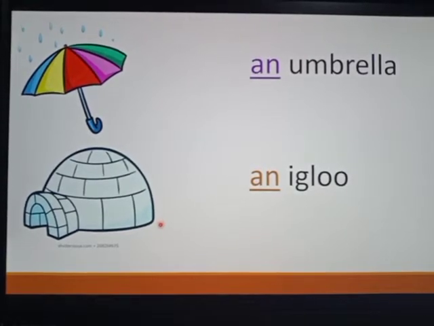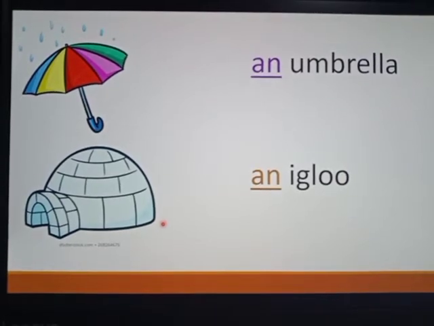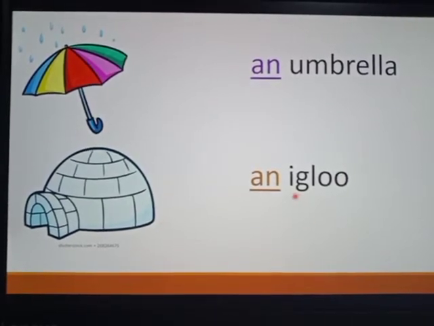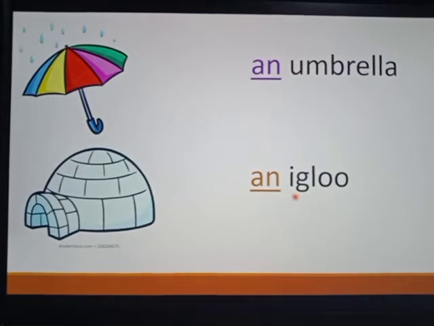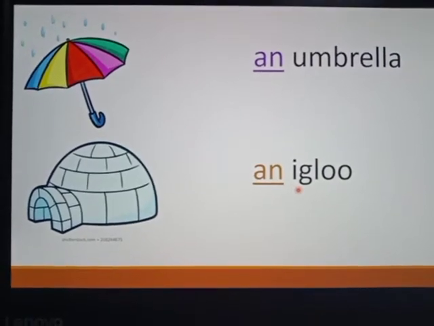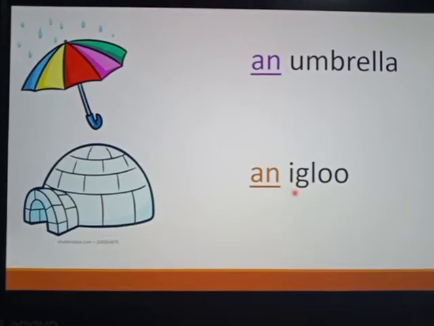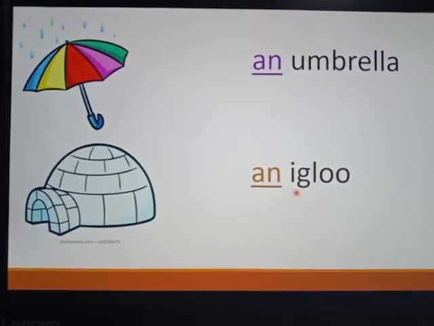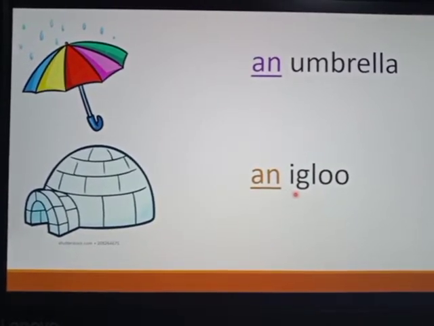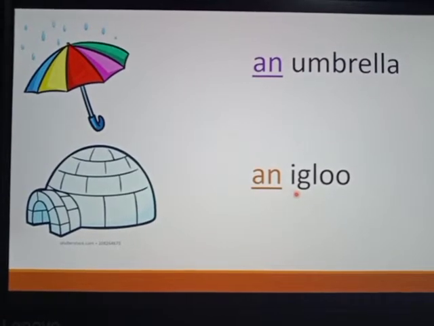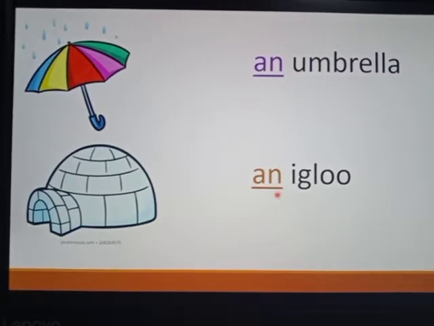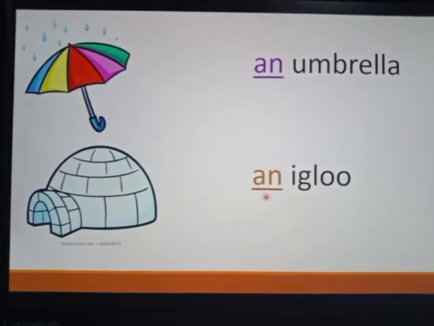Now tell me, what are you seeing in the second picture? Yes, it's an igloo. Now read the spelling of this word. I-G-L-O-O. Igloo. So, what is the starting letter of this word? I. Very good. So, I is a vowel. So, we use an before words that begin with vowel sounds. So, how will we read it? An igloo.